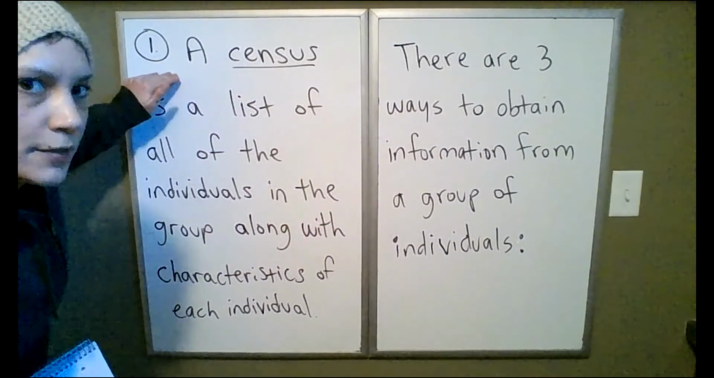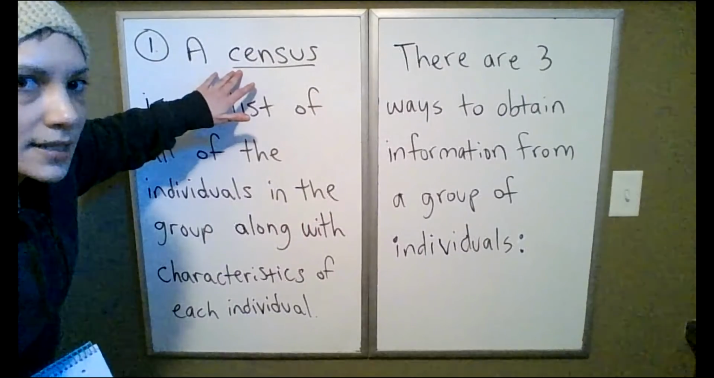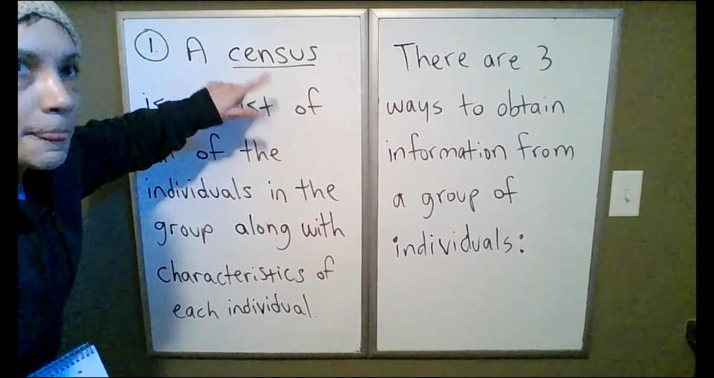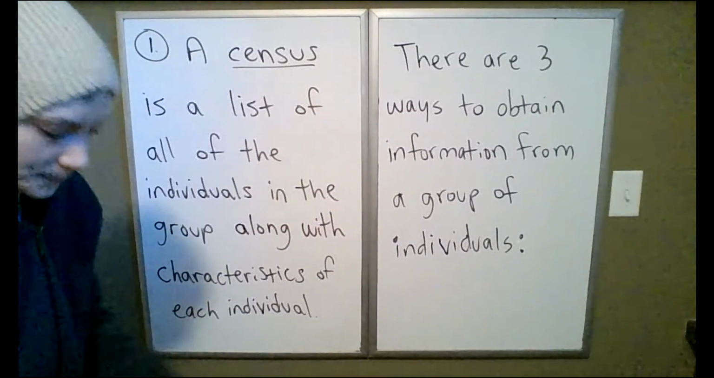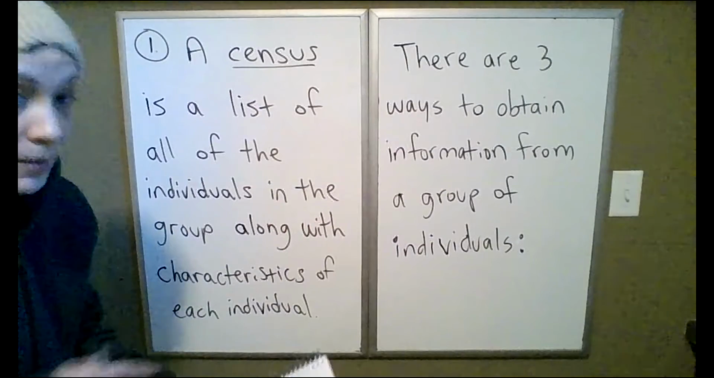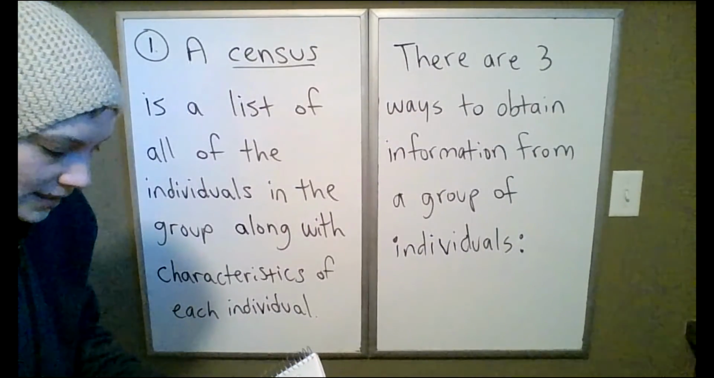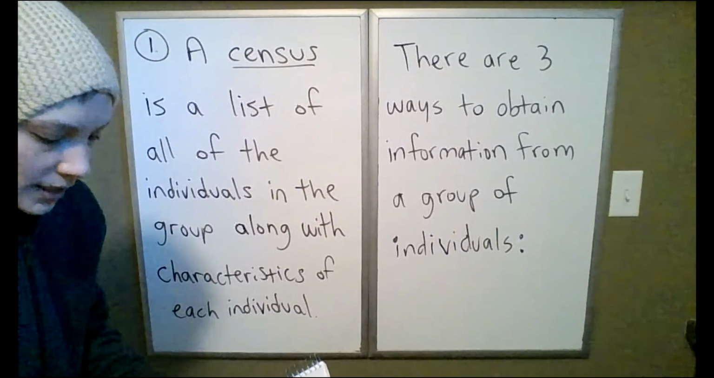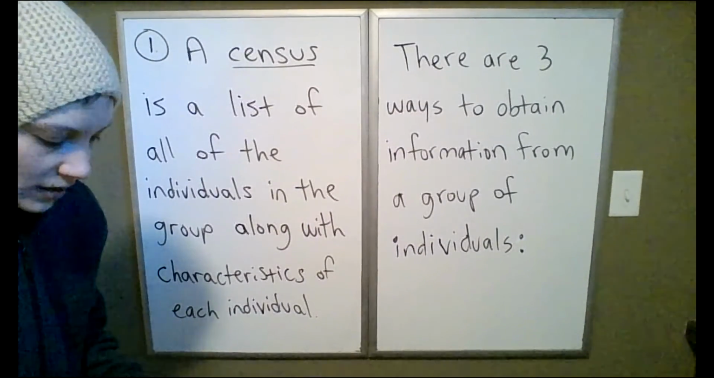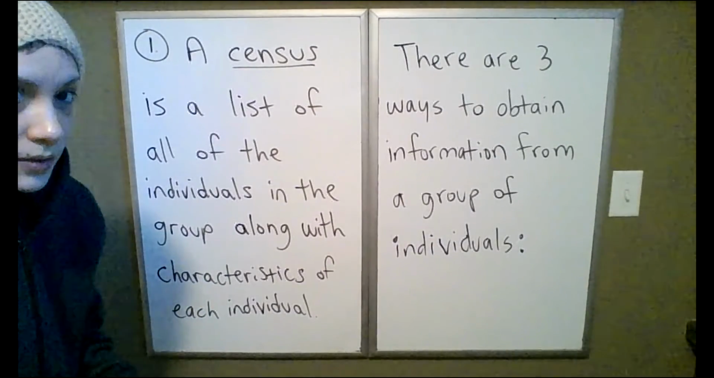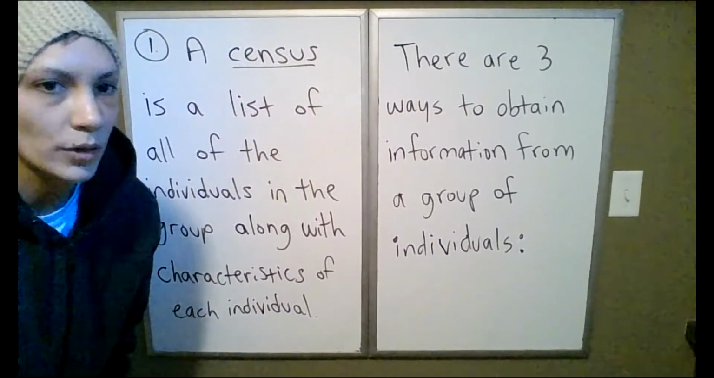Also, a census may have been done, or you may need to do a new census. Little note about a census. Since you need information from every single individual, sometimes that might not be possible. It might cost a lot of money or take a long time or be impractical, or impossible.